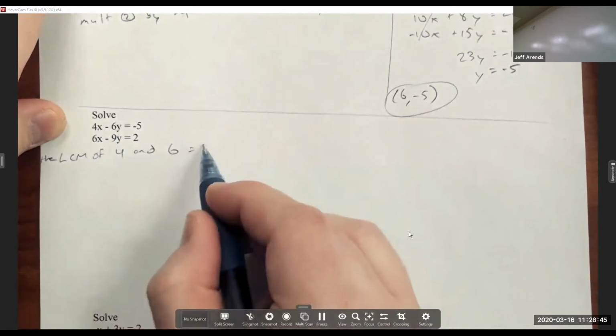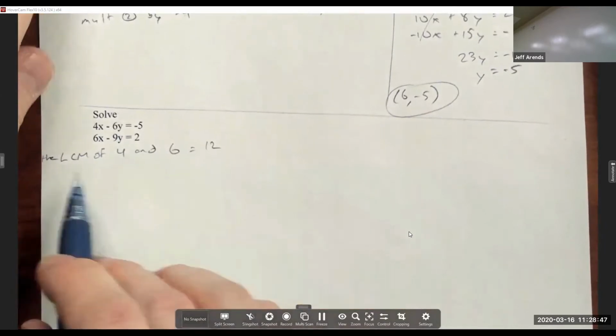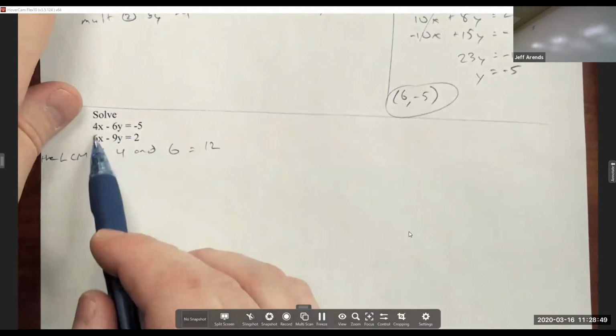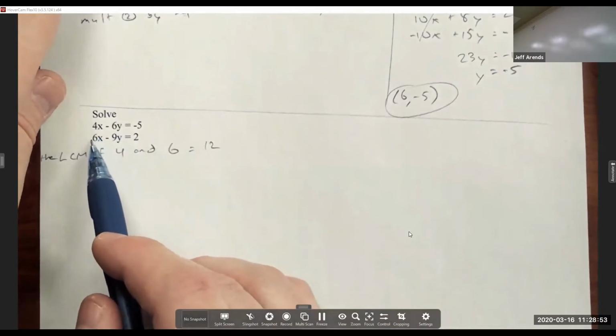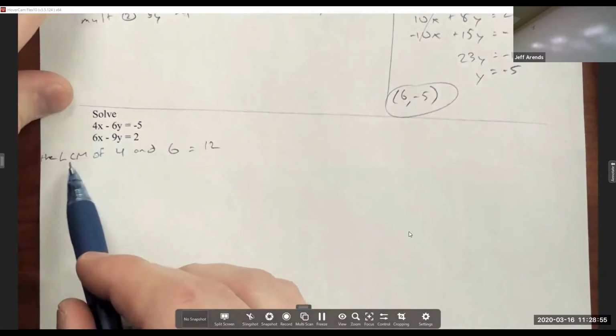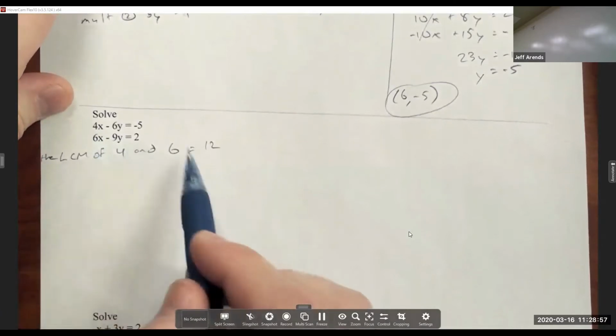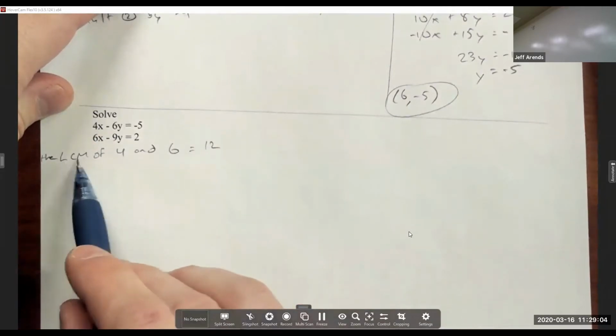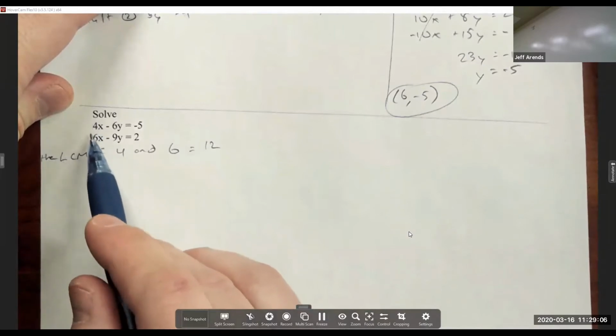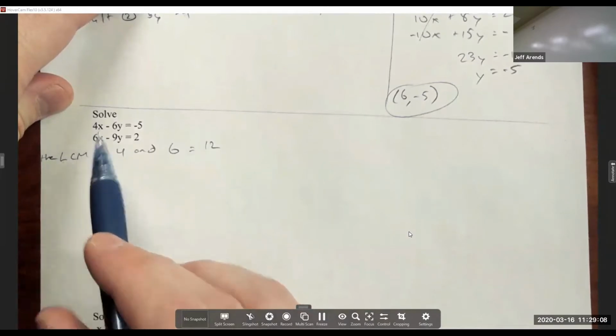That is, what, 12? If you wanted to make these into 24s, that's 4 times 6. That does work, but you're going to end up with larger numbers than are absolutely necessary. I tend to like going with the least common multiple because it's going to end up with smaller numbers, and smaller numbers are just easier to deal with. So that's why I always go with the least common multiple. But technically, you could go with any common multiple of the two numbers.